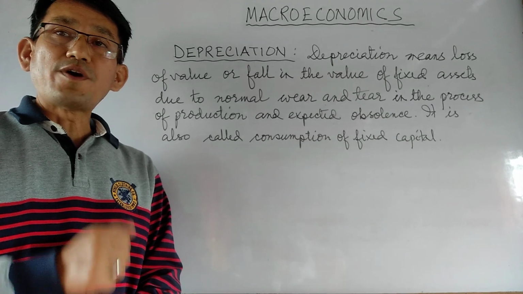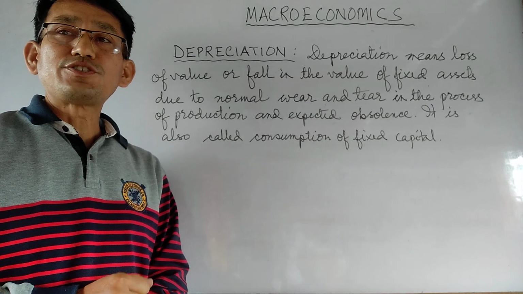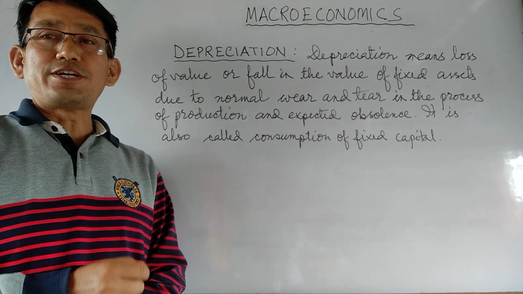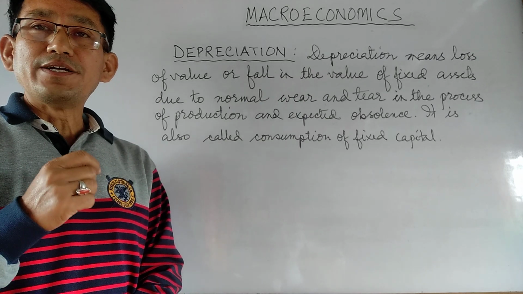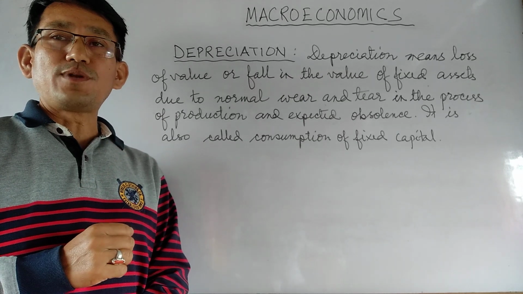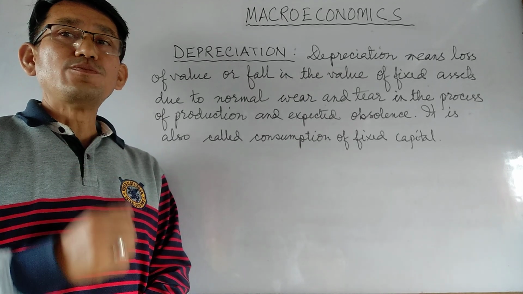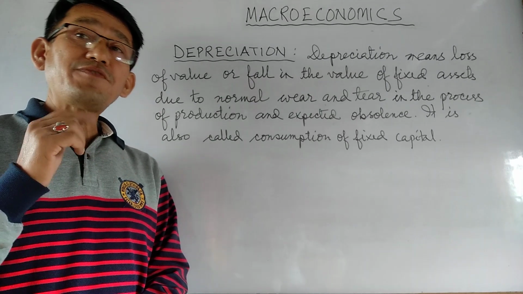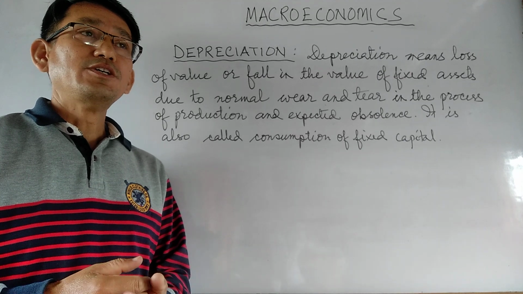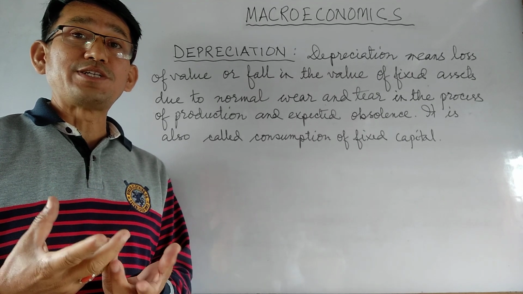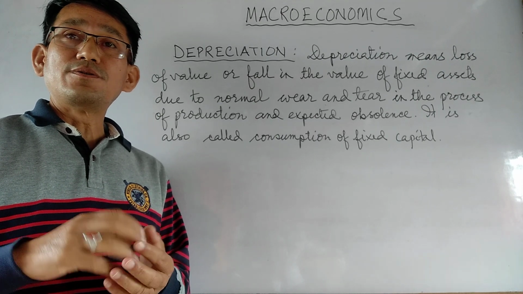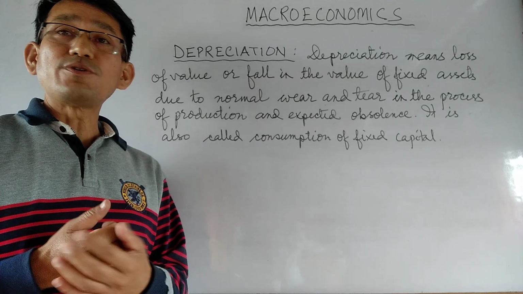Now let us see what is depreciation. Depreciation means the loss of value or fall in the value of the fixed assets due to normal wear and tear in the process of production and expected obsolescence. It is also called consumption of fixed capital. So depreciation is very important in the calculation of national income accounting. Gross national income includes depreciation, and net national income, what we call net domestic product, does not include depreciation.